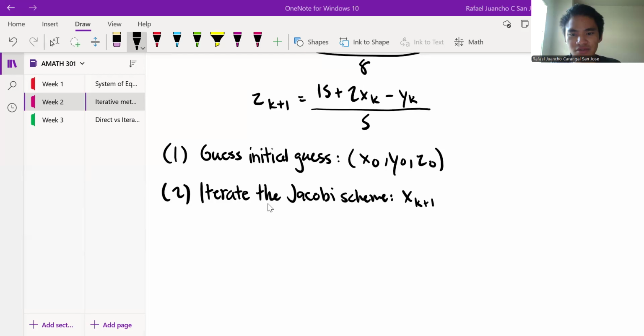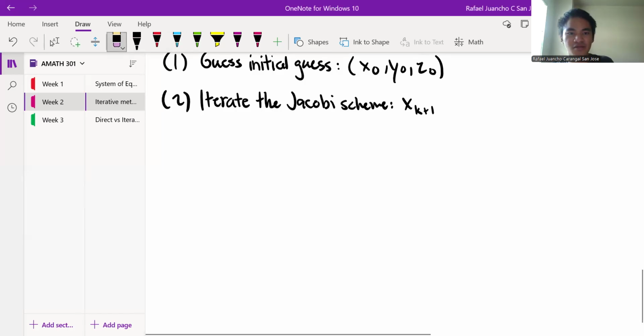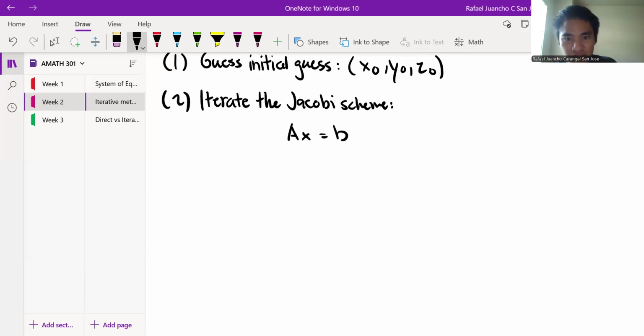We rearrange, we multiply both sides. Okay, I'm not gonna use this. Actually, there's a proof as to how we got this notation. Okay, let me just go through the proof. So we iterate the Jacobi scheme. We start off with AX equals B, that's our system, where A is a square matrix, X is an unknown vector, and B is the right-hand side vector.